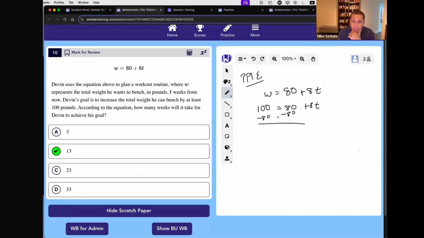How many weeks, right? Minus 80, we get 20 is equal to 8t, divide by 8, and it goes in 2 point, what is it, 4 times or 5 times roughly. So, okay, 3, right? That's pretty darn close. It's about how many weeks, right? That's fine. But the problem is this isn't really the point that we want to plug in because W is the total weight he wants to bench. And they say he wants to increase the total weight he can bench by 100 pounds. He doesn't want a weight of 100 pounds. He wants to increase it.